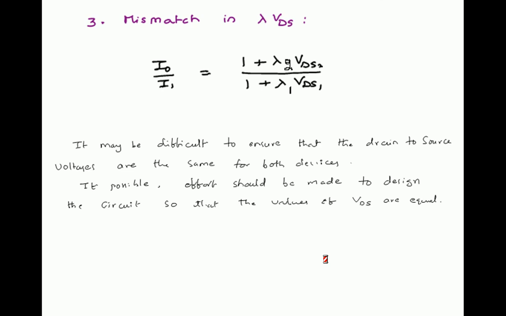So as we have done in the cascode current mirror, VDS1 is equal to VDS2. In that way we can achieve VDS1 and VDS2 being equal, but there is no chance of getting lambda 1 and lambda 2 equal.